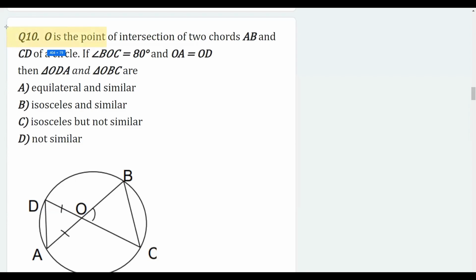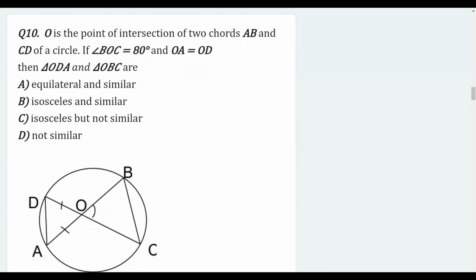In question number 10, it says O is the point of intersection of AB and CD of a circle. The figure is given over here. The angle BOC is mentioned as 80 degrees. We have OA equal to OD. So let me show it in the diagram. The information that we have is, number 1, we are given this angle as 80 degrees. We are given OA equal to OD. These two are given equal.